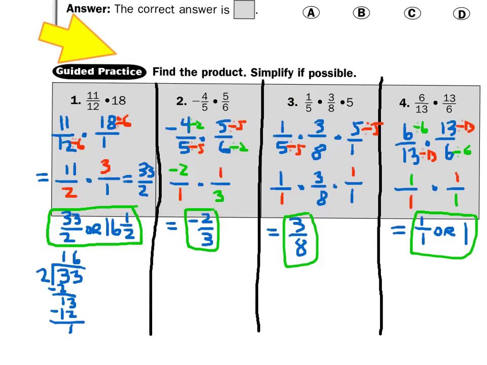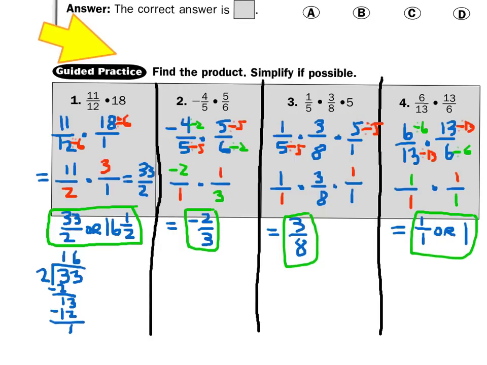Look at number 3. 1 over 5 times 3 over 8 times 5. Well, the first thing I do is write it out. So 1 over 5 times 3 over 8, and I make the 5 look like a fraction, 5 over 1. And now I look for where I could cross cancel, and I see these 5s right here. So I divide both of them by 5, and then I write 1 on top, and 5 divided by 5 gives me 1. Then I copy the 3 on top, the 8 on the bottom. Then 5 divided by 5 gives me 1, and I bring down the other one.